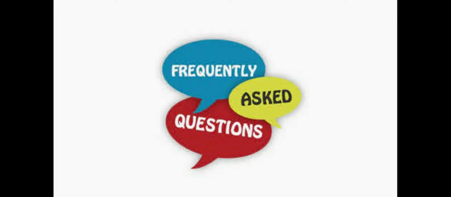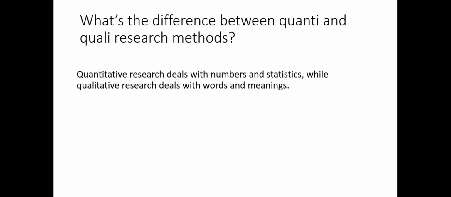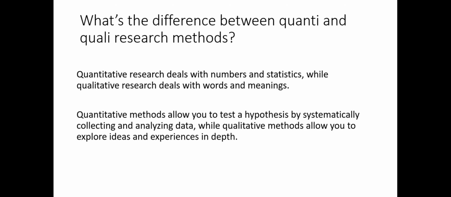Let's answer some frequently asked questions. First one. What's the difference between quantitative and qualitative research methods? Well, the answer is this one. Quantitative research deals with numbers and statistics, while qualitative research deals with words and meanings. Quantitative methods allow you to test a hypothesis by systematically collecting and analyzing data, while qualitative methods allow you to explore ideas and experiences in depth.